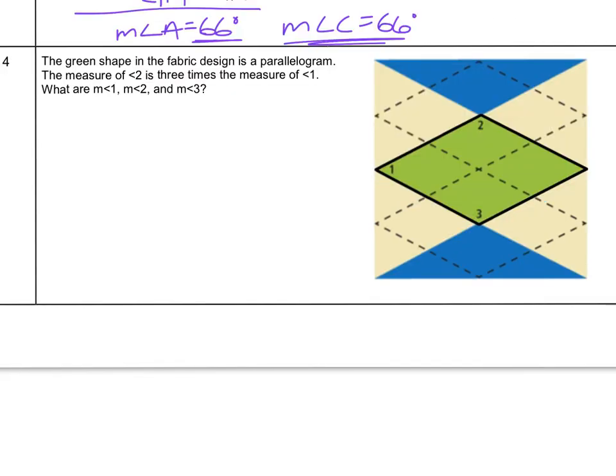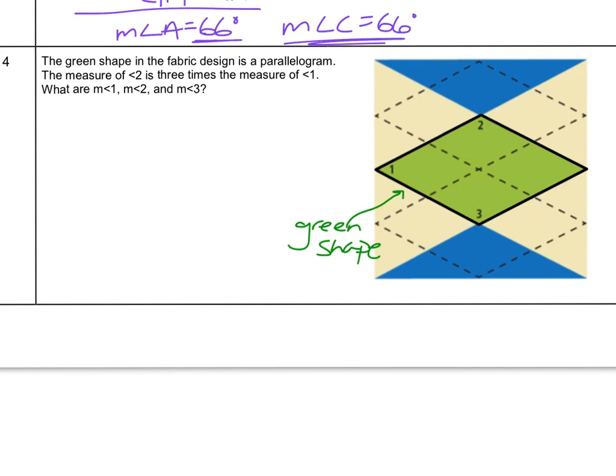All right, let's try one more example at the bottom and we'll call it good for this video. It says the green shape in the fabric design is a parallelogram. And I know it's really hard to see, so my apologies that this didn't print in color. So just arrow over and call that the green shape. I tried to darken in the boundary for you so that you could tell what was happening in that picture. The measure of angle 2 is 3 times the measure of angle 1. What are the measures for all the marked angles 1, 2, and 3 in that parallelogram?